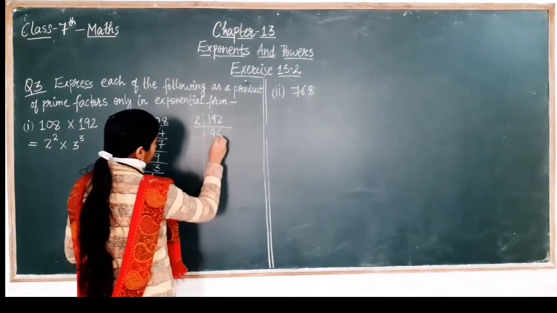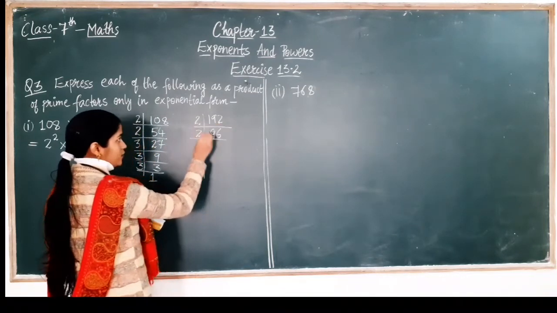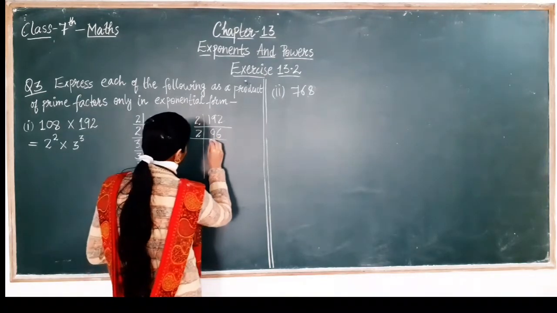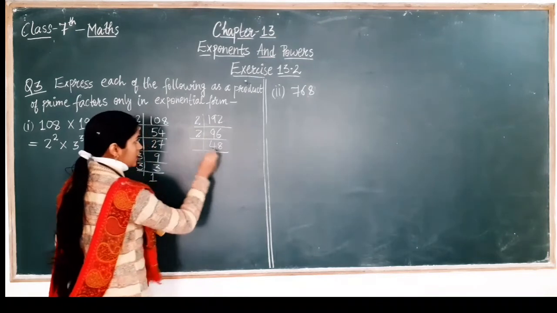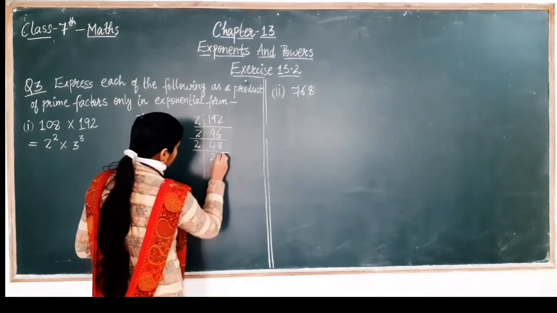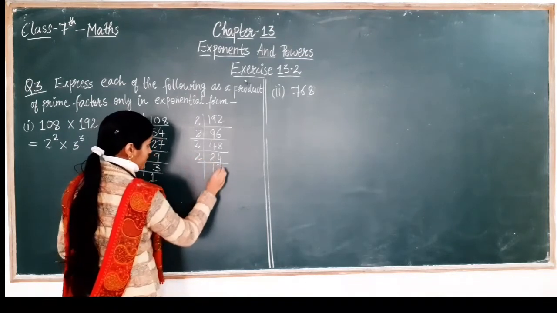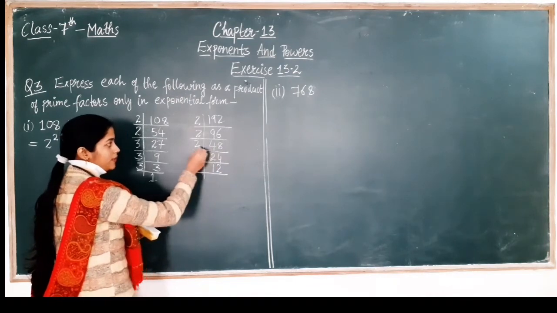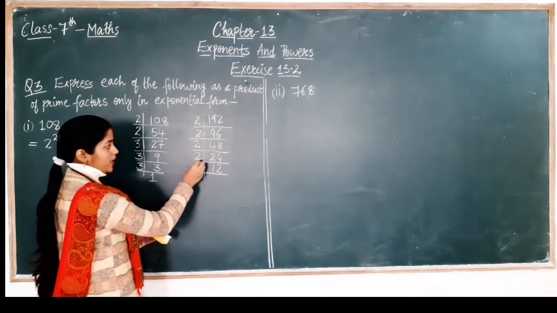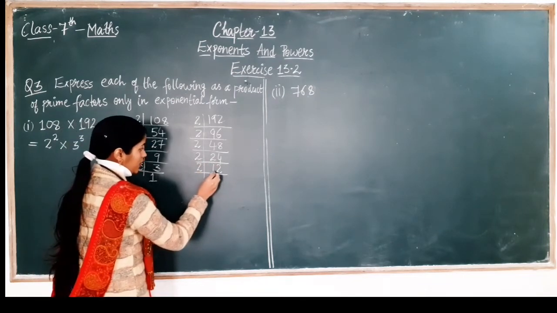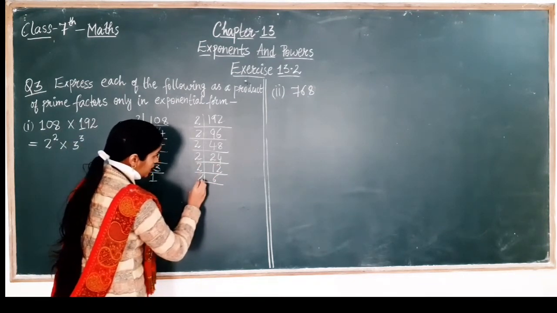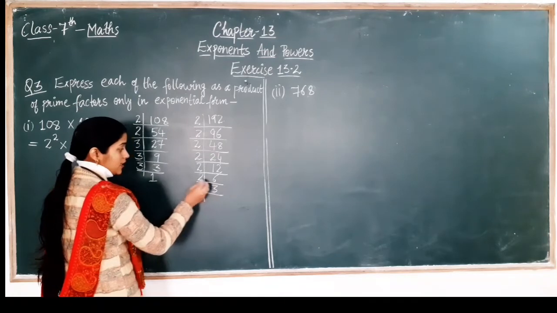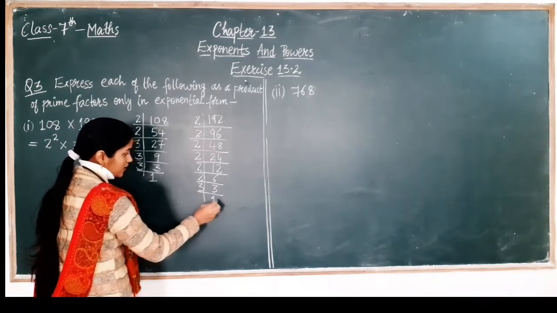Okay. So now we are going to do the prime factorization of 192. If you divide 192 by 2, you will get 96, and if you divide 96 by 2, you will get 48. Then if you divide 48 by 2, you will get 24. Then if you divide 24 by 2, you will get 12. And if you divide 12 by 2, you will get 6. And if you divide 6 by 2, you will get 3. And at last you will get 1.